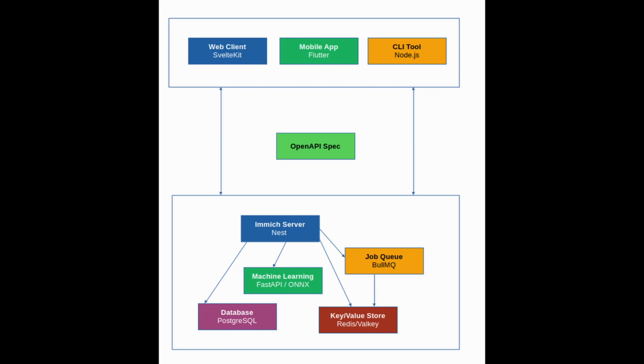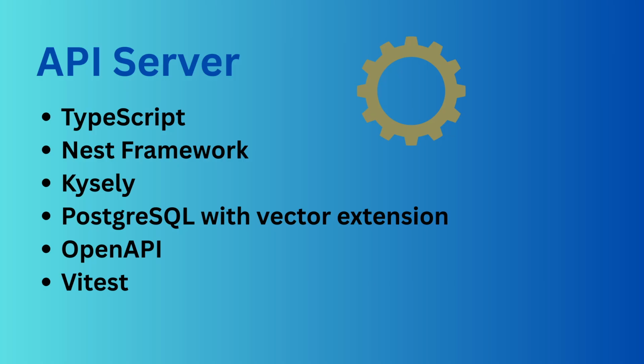A Python-based machine learning microservice performs inference, handling facial recognition, OCR, and smart search. The backend and front-end communicate through an open API specification generated from Nest annotations, and the front-ends use SDKs derived from this specification. The API server sits at the core of Immich's service architecture, accepting front-end requests, persisting data to PostgreSQL, and scheduling worker jobs.